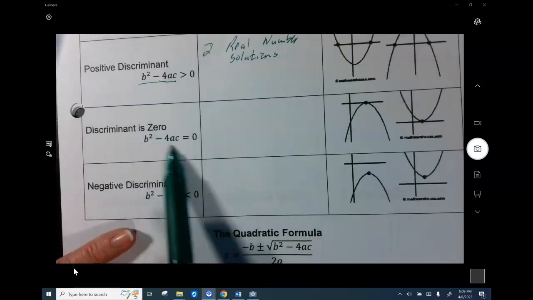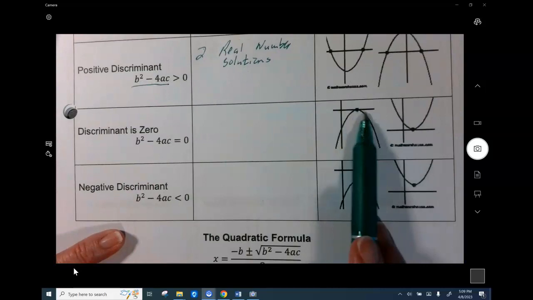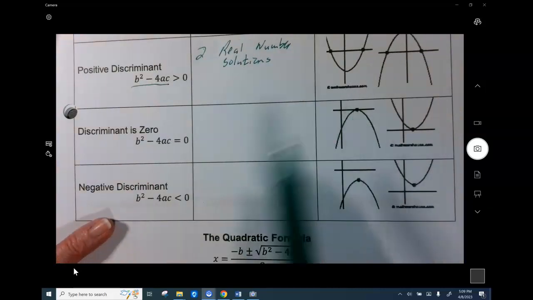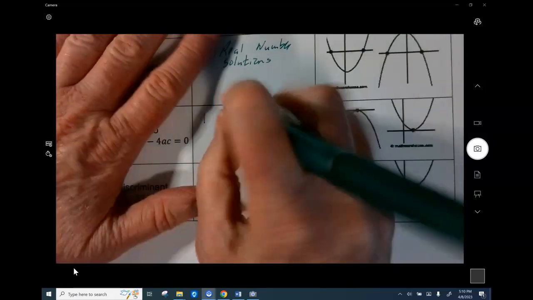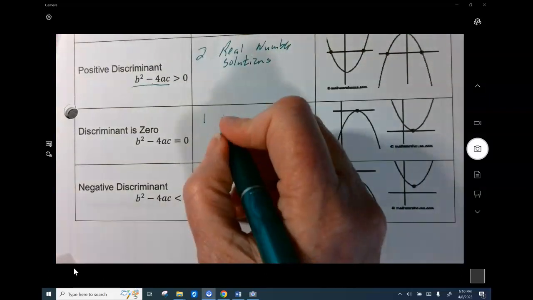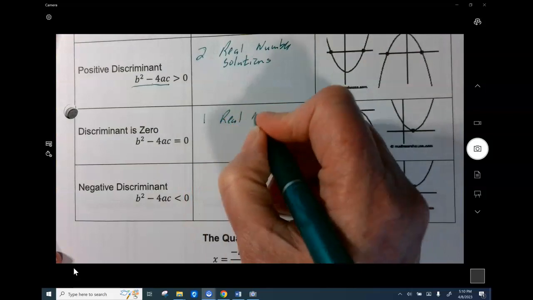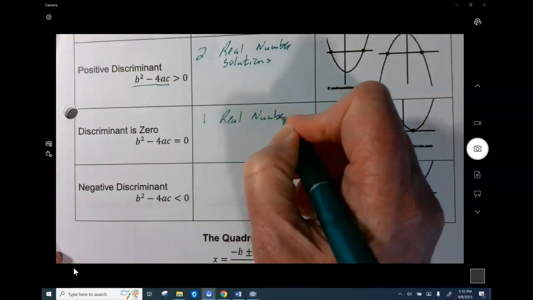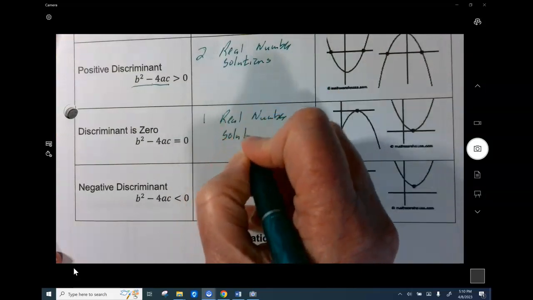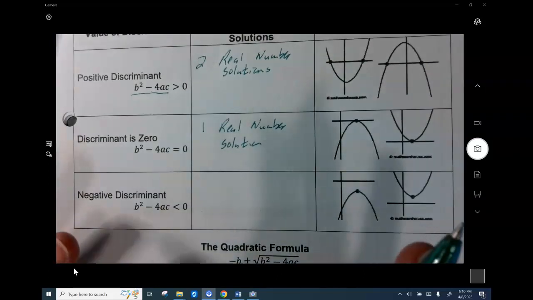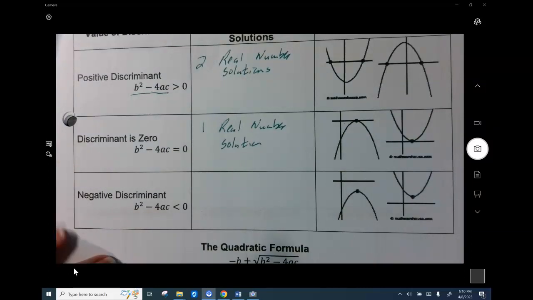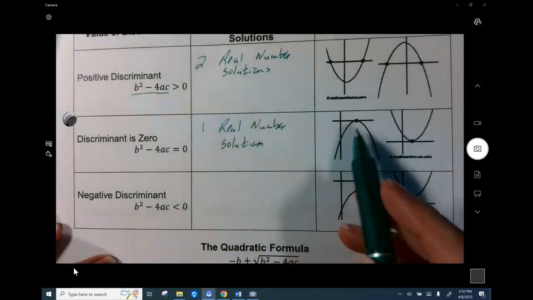Now, if the discriminant is 0, well, look, go back to graphing. We're going to have one solution. And it's also going to be a real number. Now, the reason we say real number is because it could be rational or irrational. We're not going to get into that in Algebra 1. That's an Algebra 2 thing. But we're going to have only one solution.